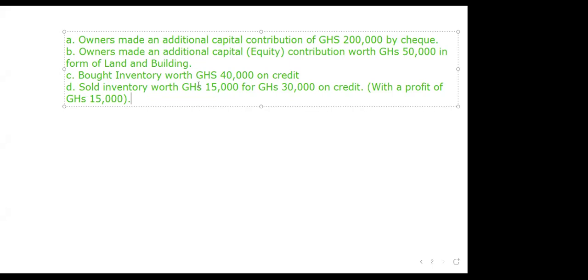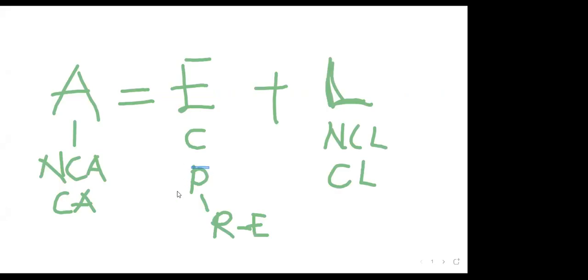So if you want to show that it affected equity, then you say with a profit of 15,000. And already I have shown you that profit is an element of equity. So if you say that with a profit of 15,000, everybody knows that it has increased equity. Thank you. All right. Is there any other question?